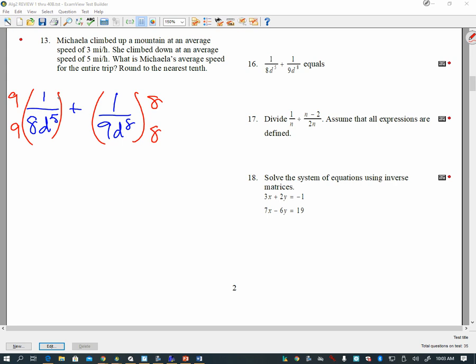Now, we have to deal with the d. What is the common denominator between d to the 5th and d to the 8th? Ahmet? D to the 8th. It's going to be the variable with the largest exponent. So I don't need to multiply d to the 8th. D to the 3rd over here. D to the 3rd. Okay? Okay. So 1 times 9d cubed? 8 all over.